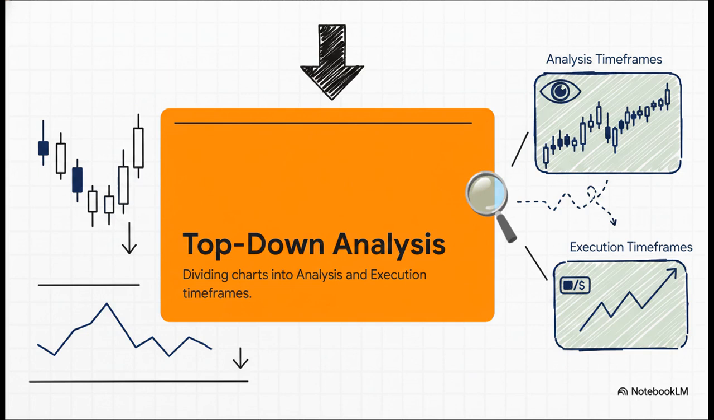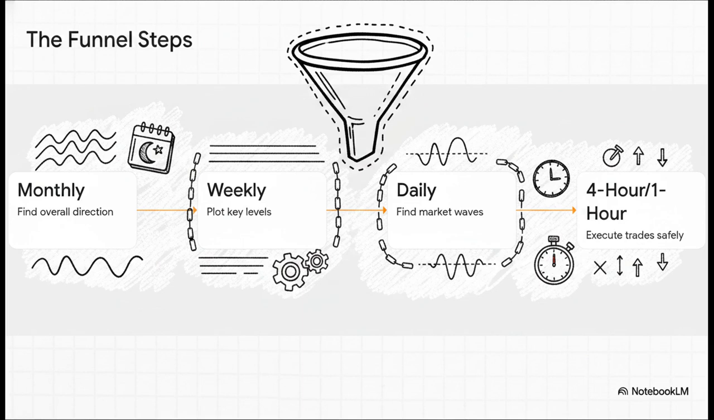Well, the ultimate solution is top-down analysis. Basically, this is a systematic methodology that splits your charts into two very distinct buckets: analysis timeframes to figure out your overall direction, and execution timeframes to actually pull the trigger. This 11-year veteran approach is brilliant because it completely separates the act of analyzing from the act of executing. It creates this highly disciplined 4-step funnel for us.